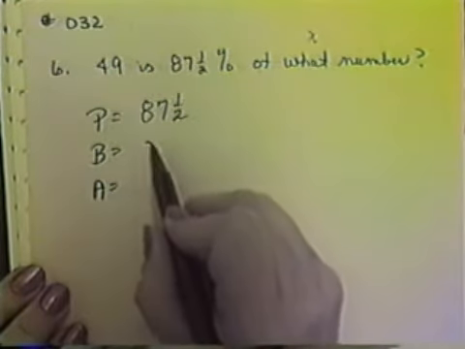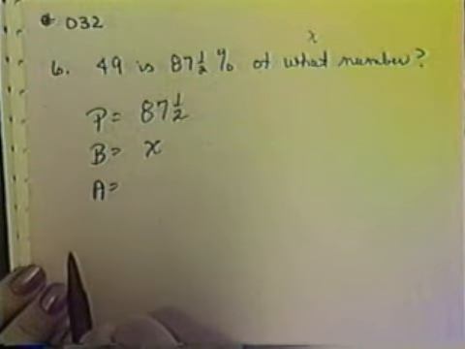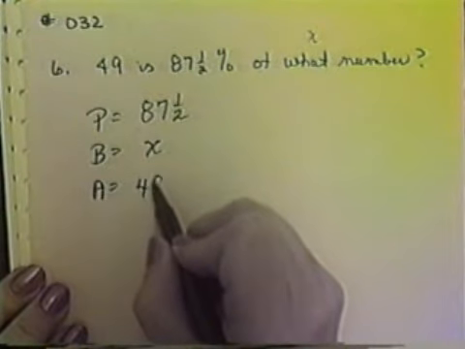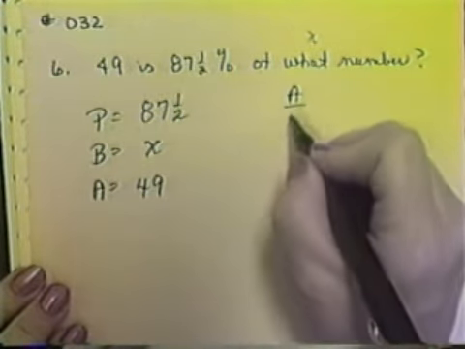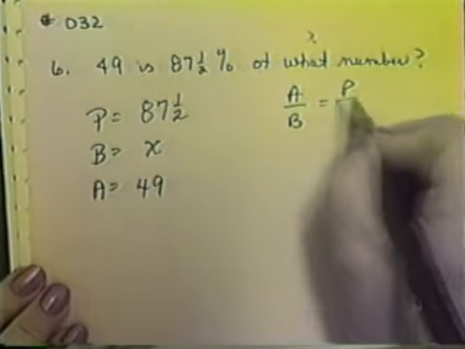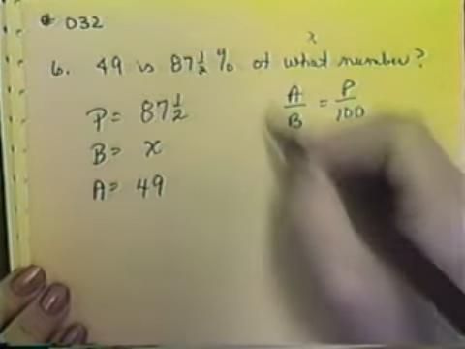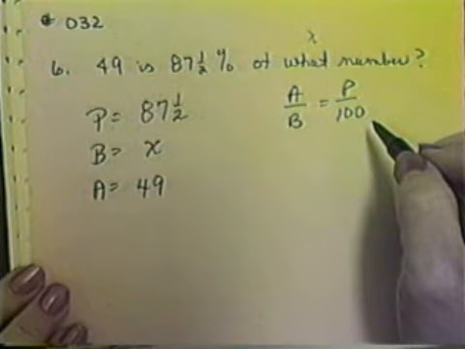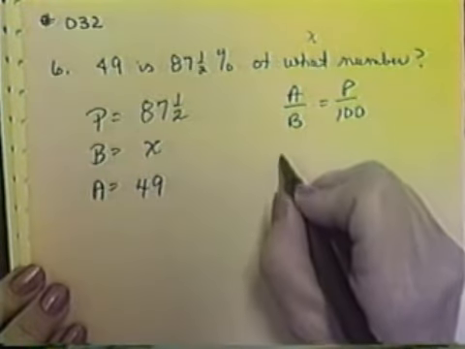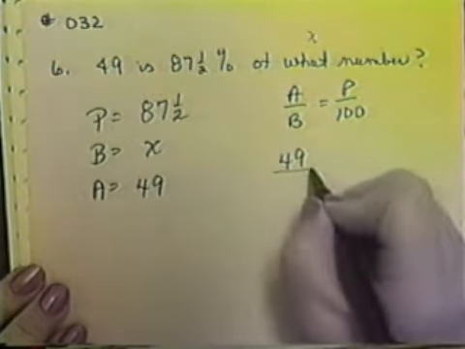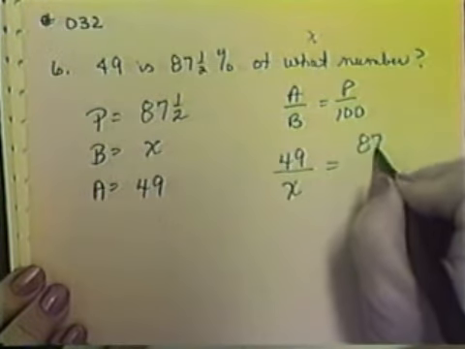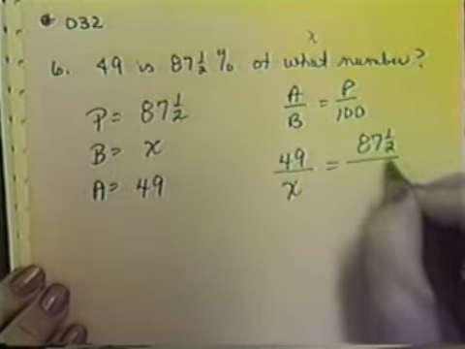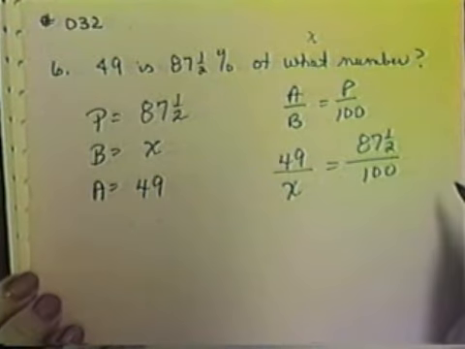That means my base must be X, which leaves 49 to be the amount. That says amount over base equals the percent over 100. That's the percent formula we need to know. So we substitute the values in. 49 over the base X is equal to the percent 87.5 divided over 100.